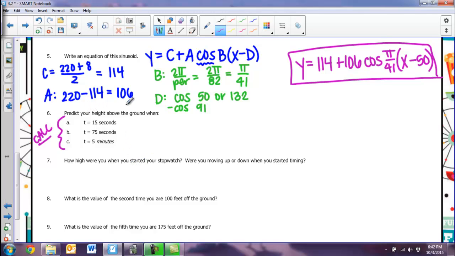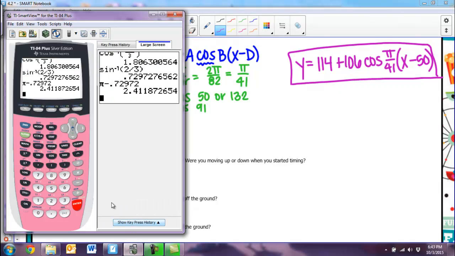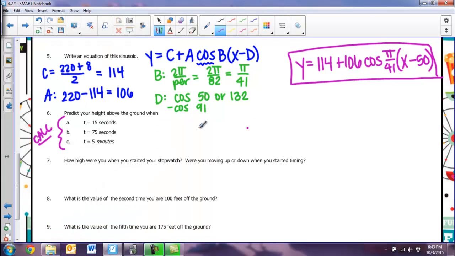So I'm going to predict my height above the ground when t equals 15 seconds. Because if you remember, I didn't start quite going up for a little bit. So we're going to use my calculator. And when I type this in my calculator here, I'm going to write it out for one of these. All I'm doing is I'm going to plug in 15 wherever I see an x. 15 minus 50. Okay, and then you're going to get some value.